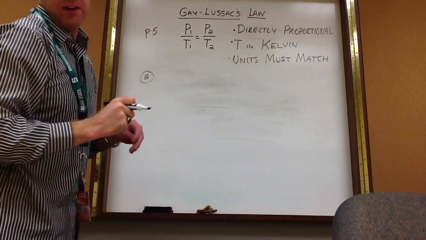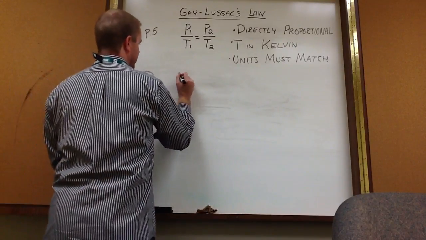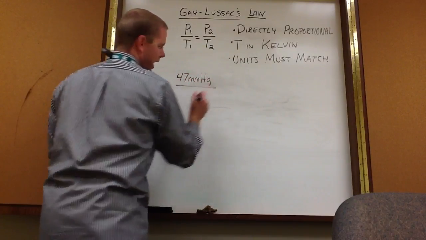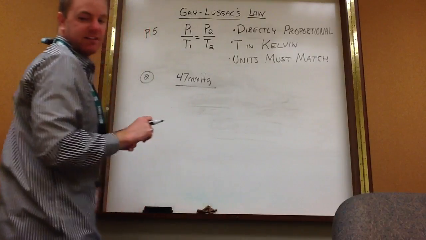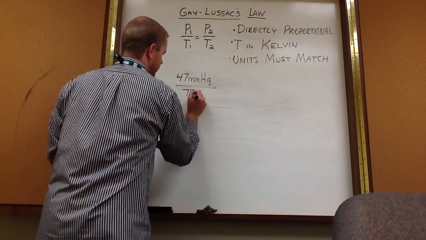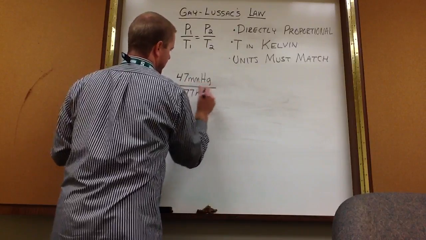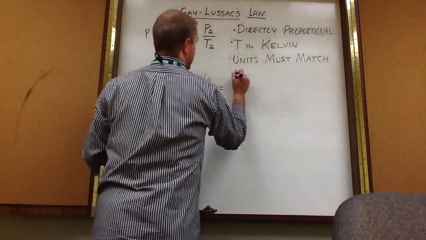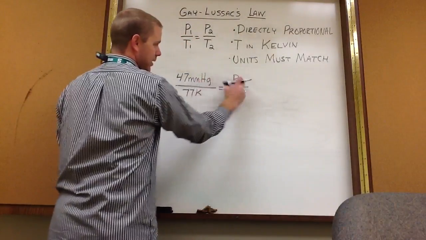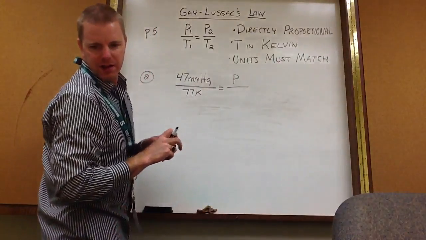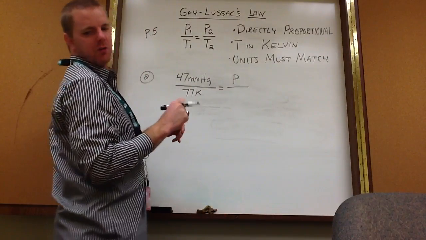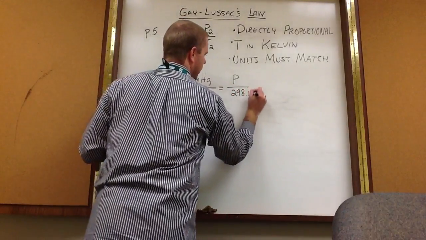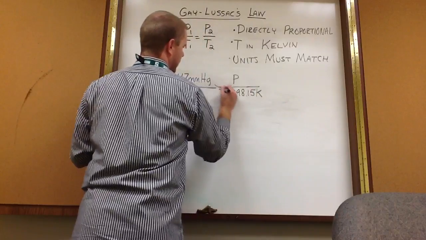Number two says a container is initially at 47 millimeters of mercury. Very good. And when it's at 47 millimeters of mercury, it's at 77 Kelvin. Cool. That means I don't have to do any converting on that one. It's already in Kelvin. That's equal to, what will the pressure be? So P, and it's going to be in millimeters of mercury because they have to match, when the temperature is 25 degrees Celsius. Well, that becomes 298.15 Kelvin.